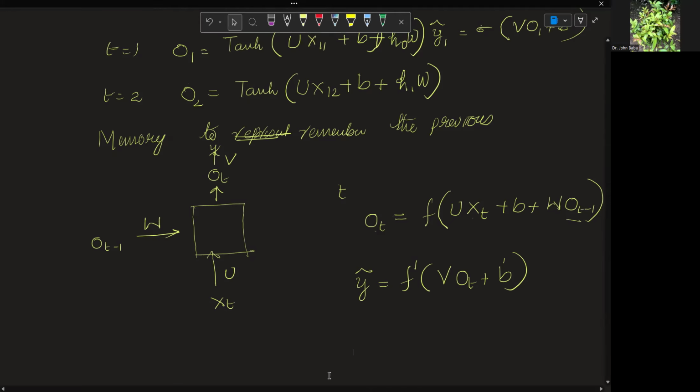So in the next classes, we are going to see the advantages and disadvantages. We are also going to see the forward propagation and also the backward propagation. Okay, thank you.